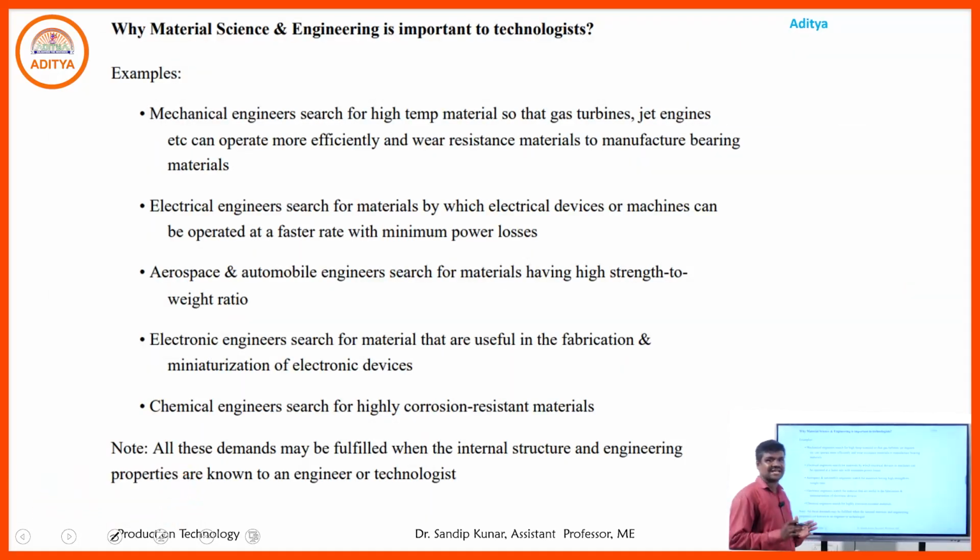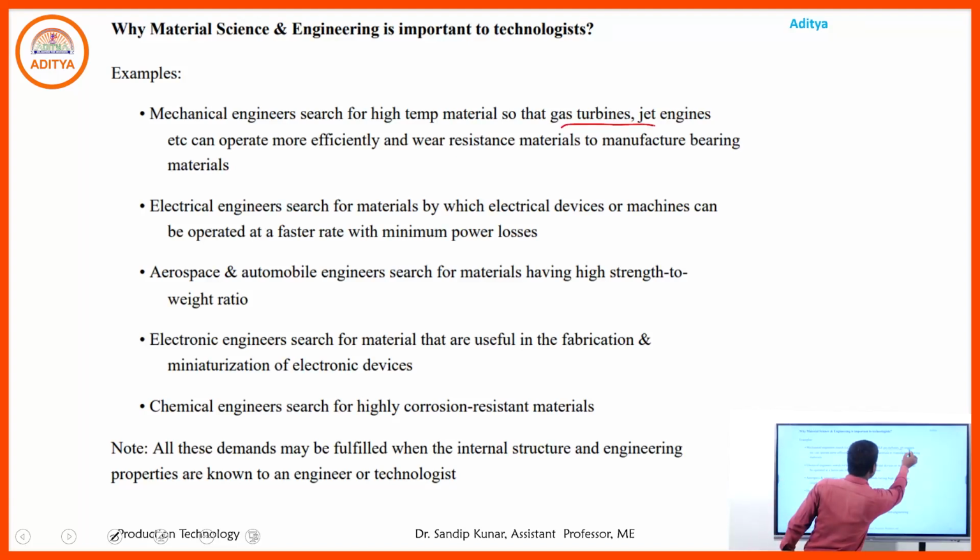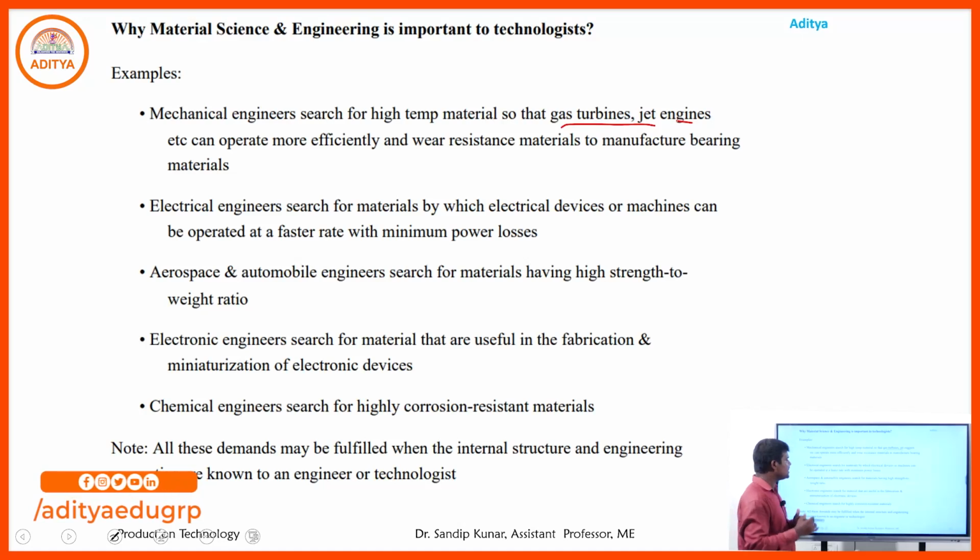Why are material science and engineering important in technology and engineering sectors? First, mechanical engineers search for certain types of materials. For example, in gas turbines and jet engines we use high temperature materials. Some materials available in the world can sustain higher temperatures and also have more strength, so for that particular application we use them in the mechanical engineering sector.